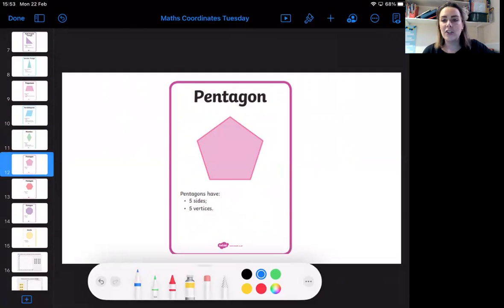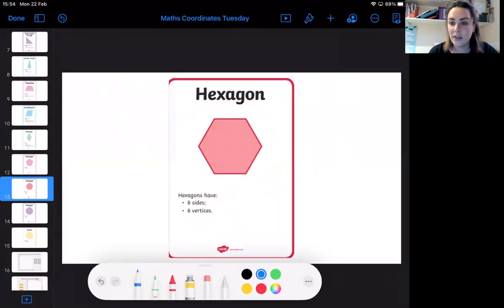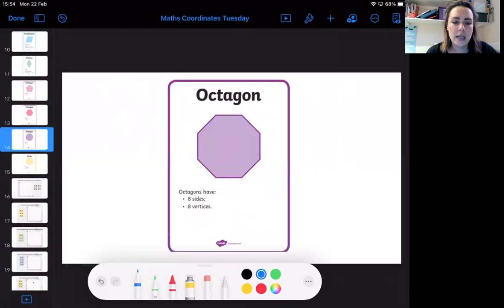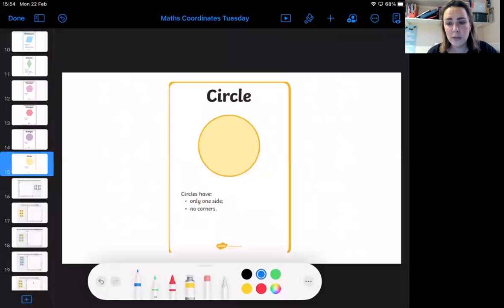Pentagon is our 5-sided shape and also has 5 vertices. A hexagon is a 6-sided shape with 6 vertices, and an octagon is an 8-sided shape with 8 vertices. And finally, we have circle, which is another tricky one to spell. They only have 1 side, 1 curved side, and they have no corners.